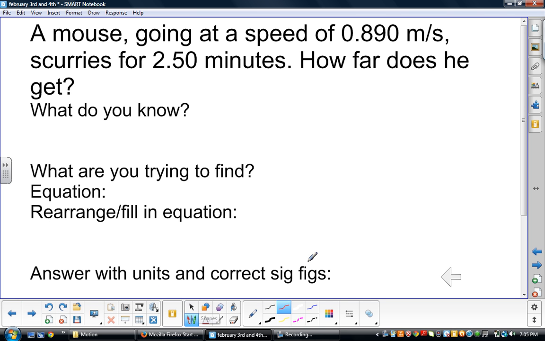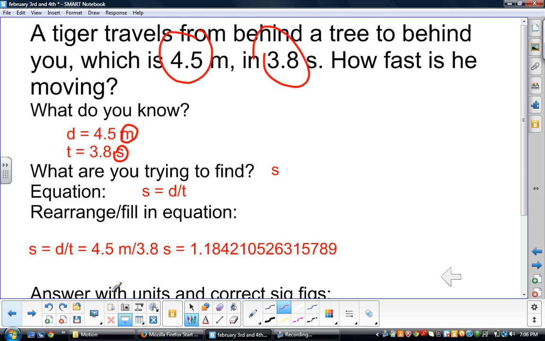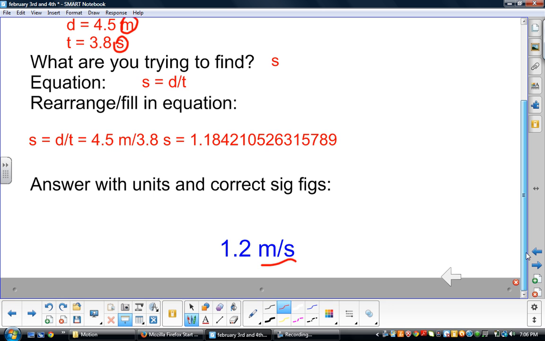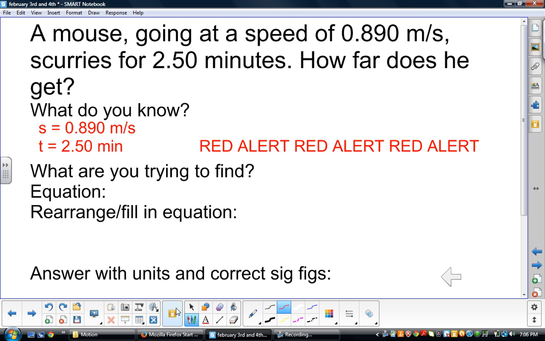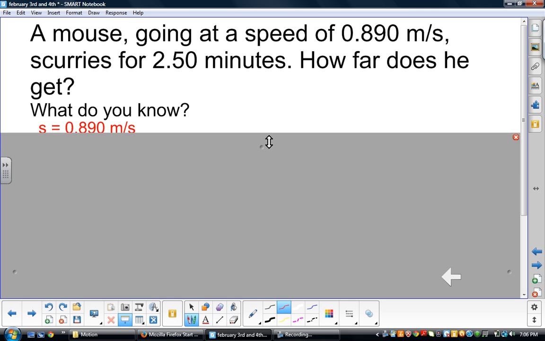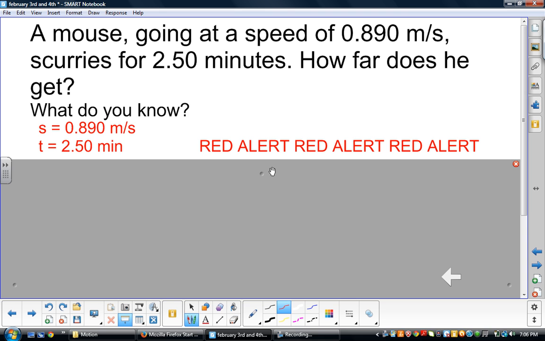A mouse going at a speed of 0.890 meters per second scurries for 2.50 minutes. How far does he get? We're going to follow the same steps. So, pause if you need to finish filling in this last one. Alright, and then we're going to move ahead and we're going to solve this problem. And here we go. What do you know? Speed equals 0.890 meters per second and time equals 2.50 minutes.